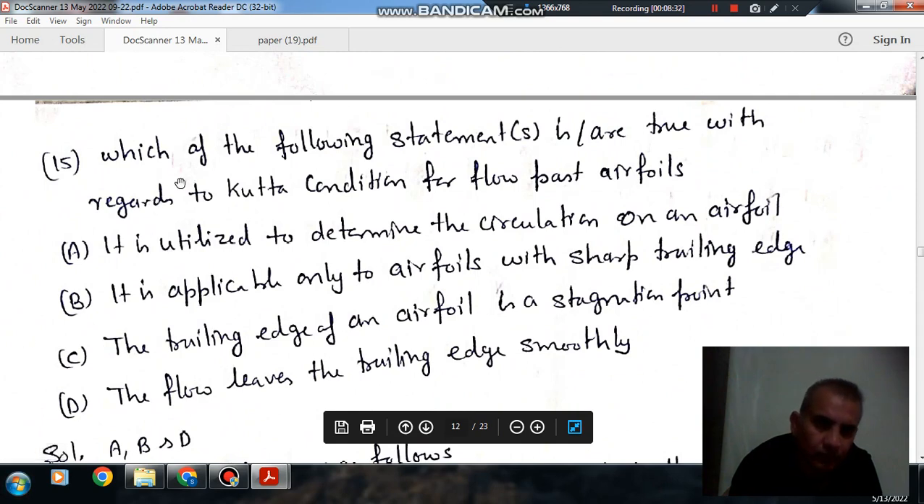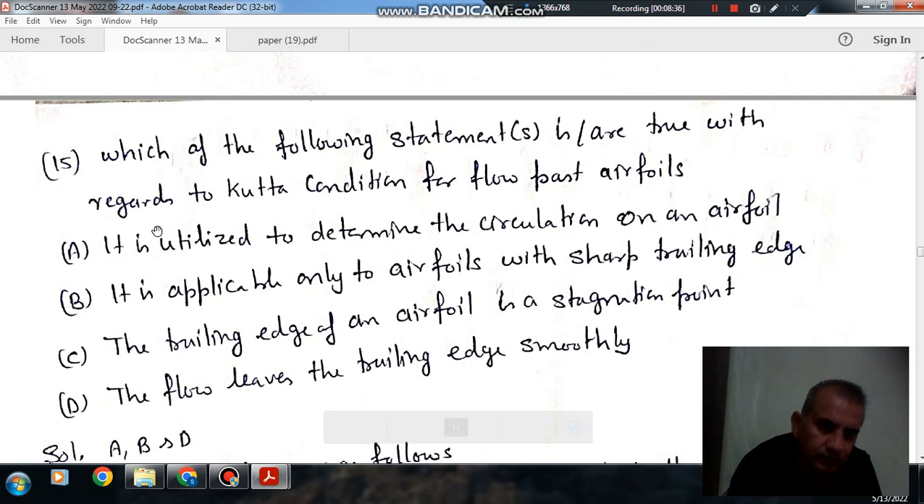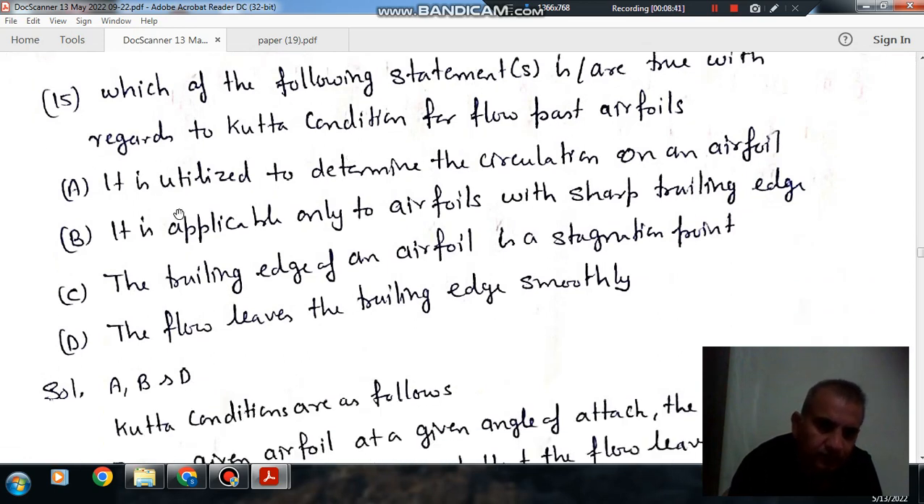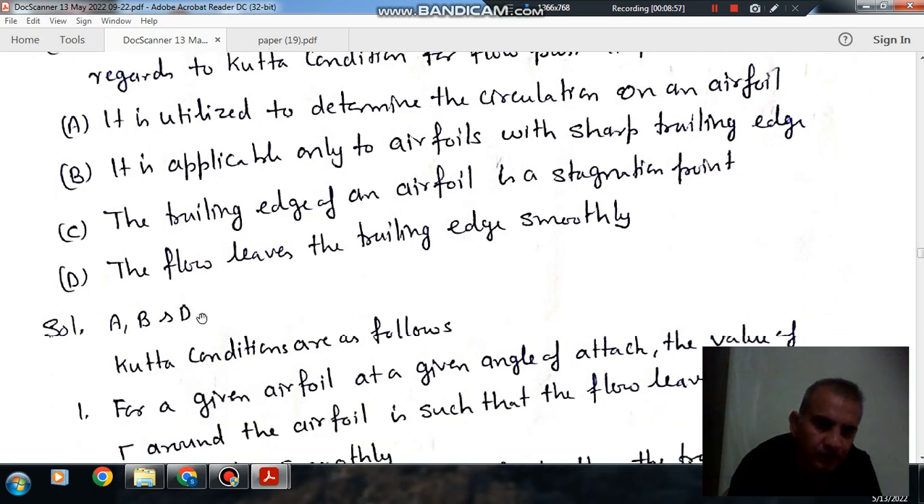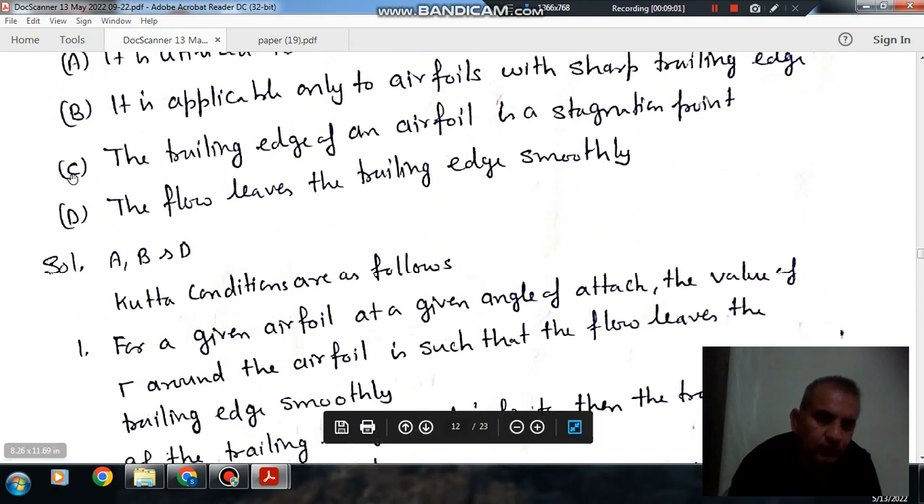Next, which of the following statements is or are true with regard to the Kutta condition for flow past an airfoil? Option A, it is utilized to determine the circulation on an airfoil. Option B, it is applicable only to airfoils with a sharp leading edge. Option C, the trailing edge of an airfoil is a stagnation point. Option D, the flow leaves the trailing edge smoothly. So A, B and D are correct.